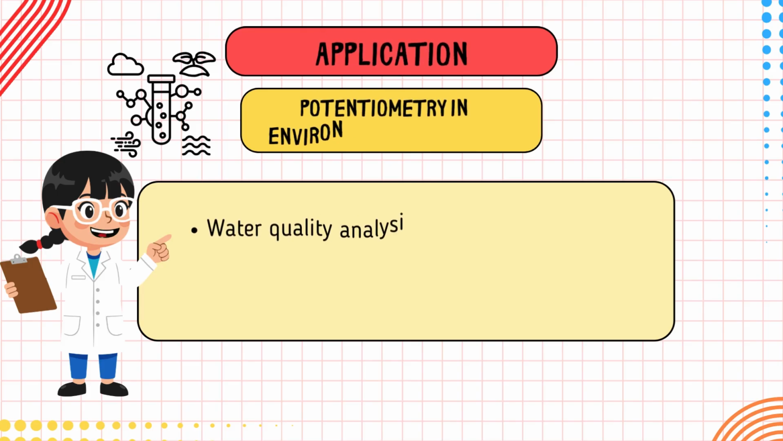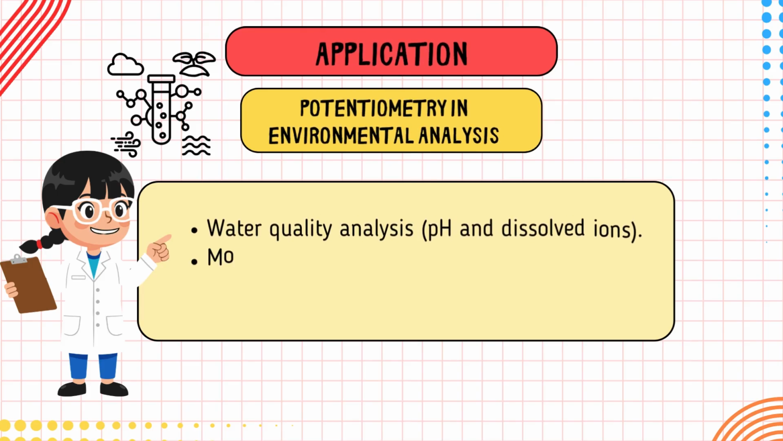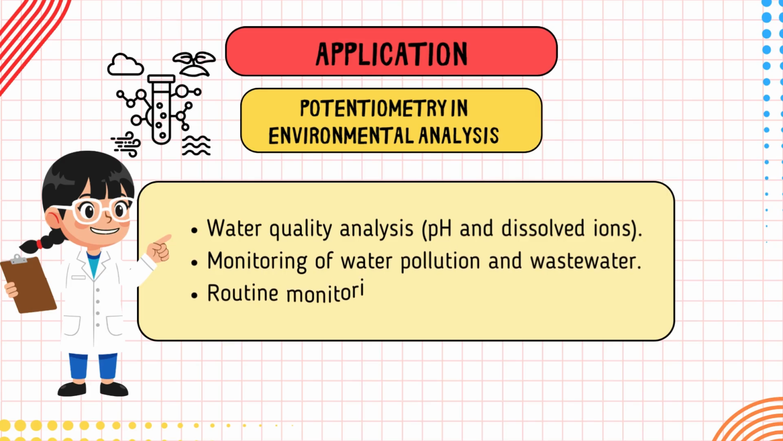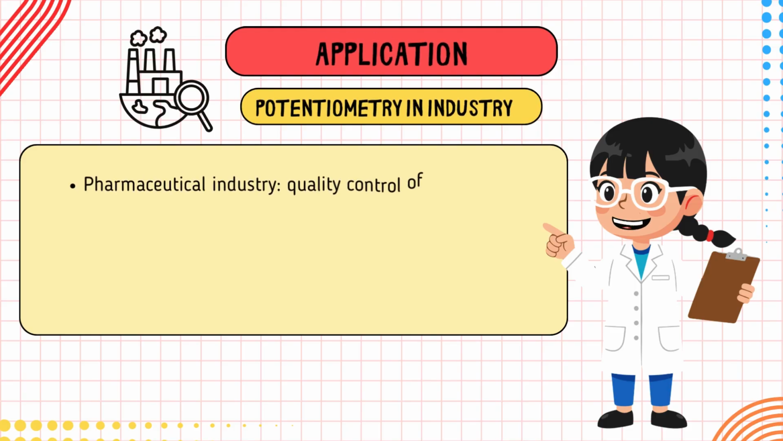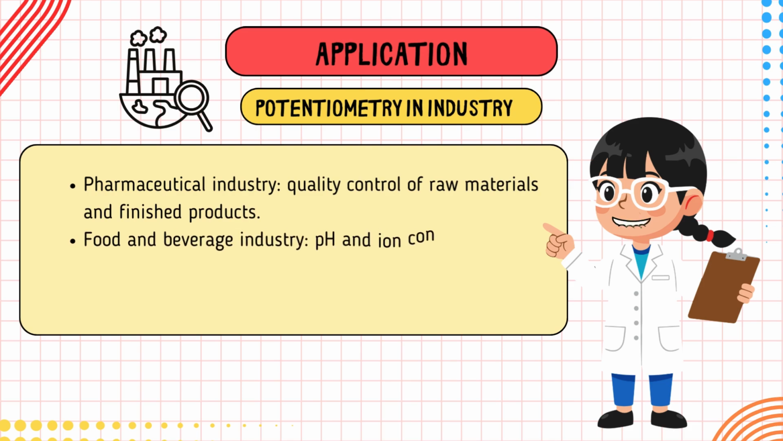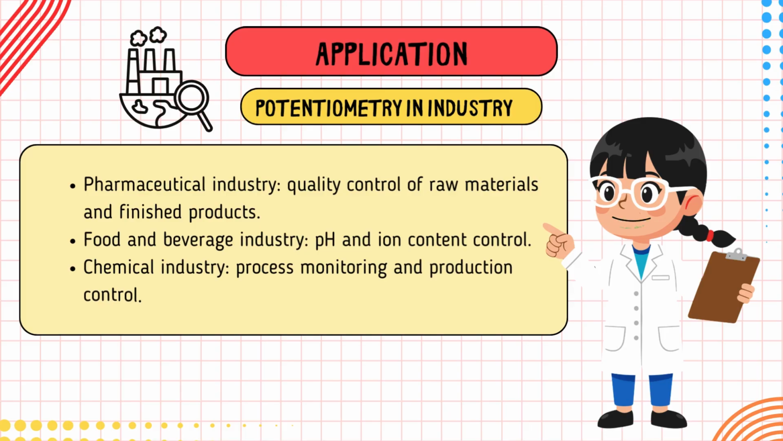In environmental analysis, potentiometry is used to measure water quality, including pH and dissolved ions. It also helps monitor water pollution and wastewater, especially in aquatic environments. And in industry, potentiometry is used for quality control. For example, in pharmaceuticals, food and beverages, and chemical industries to monitor pH, ion content, and production processes.